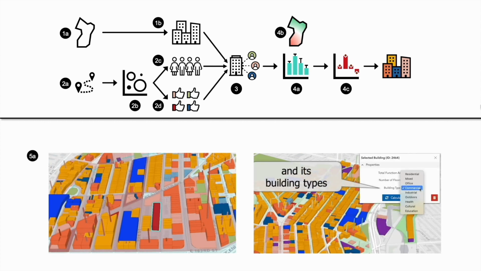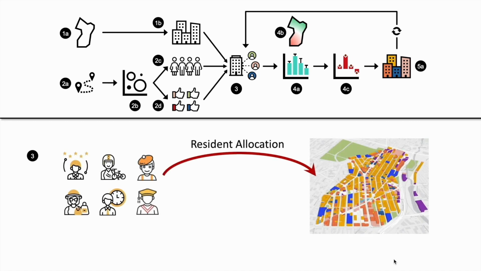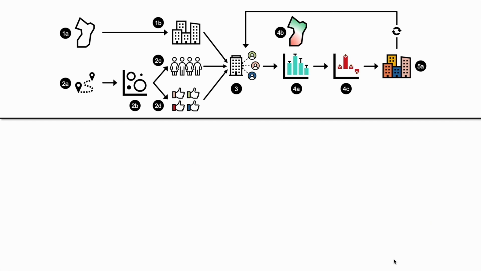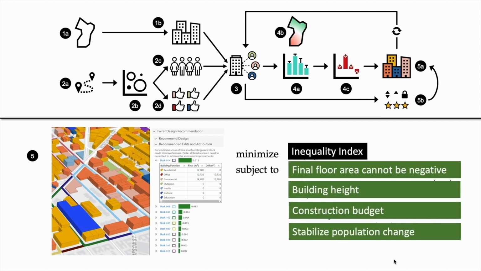Users can directly edit buildings. Changes in the urban plan affect the location where each resident will live, thereby affecting the benefits and inequality. Here, we simulated population allocation with a well-known technique in which residents are more likely to be allocated to higher benefit locations. While the simulation helps to provide feedback on the user's design, it can be tedious for users to iterate designs on their own. To speed up, we provide a fair planning recommendation algorithm that optimizes fairness under a set of planning constraints.